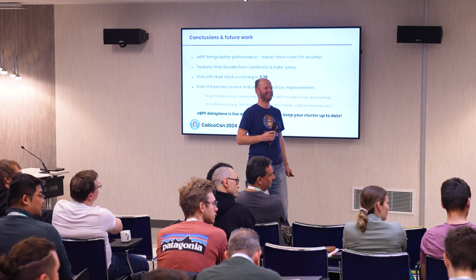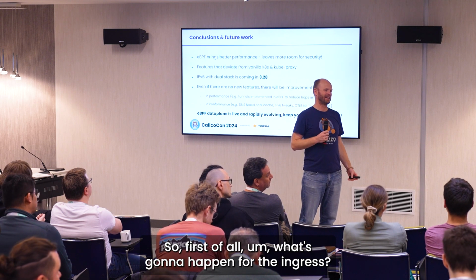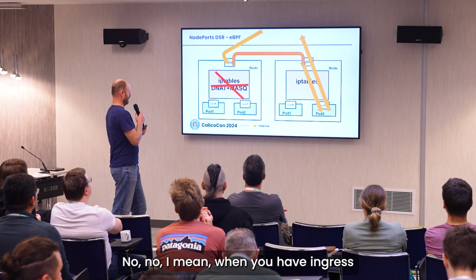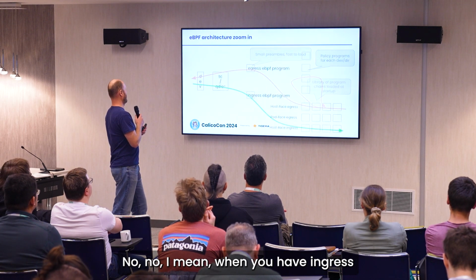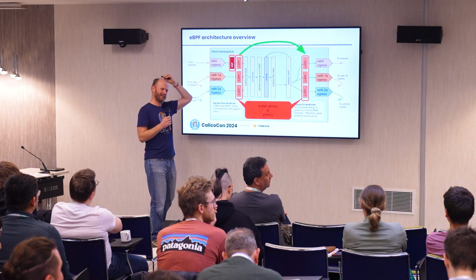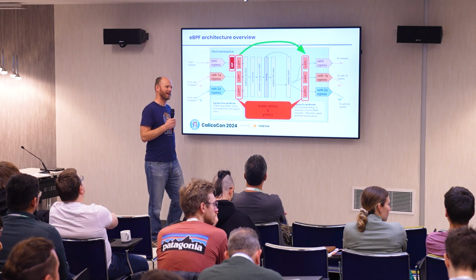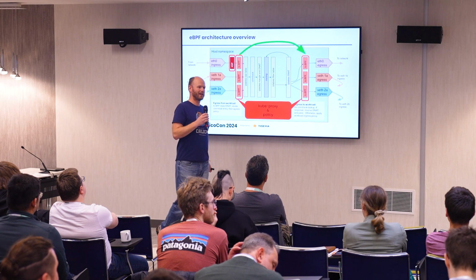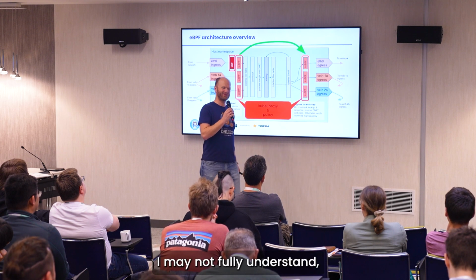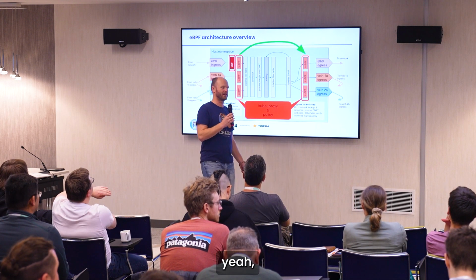I have multiple questions. First of all, what's going to happen for the packet journey in the ingress? We talked about the services, but not the ingress. Well, you can have services anywhere, essentially. What do you mean by ingress, ingress into your host? No, I mean when you have an ingress rule, a TCP ingress rule, it's going to come to Nginx or whatever, and then it's going to another service, and then it goes to the pod. So if we have eBPF, how is it going to change? He's talking about the type of ingress, like an ingress controller, right? Yeah, right, an ingress controller.